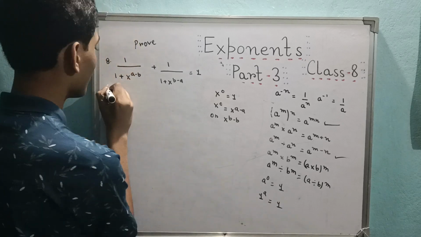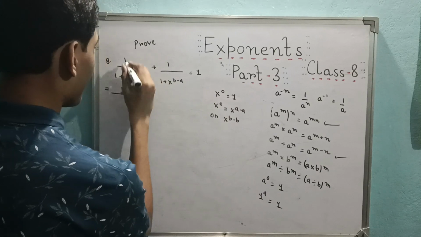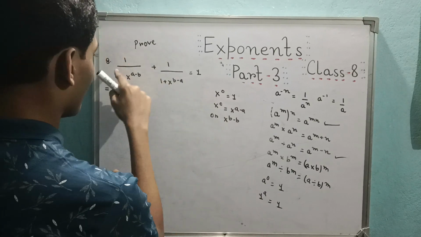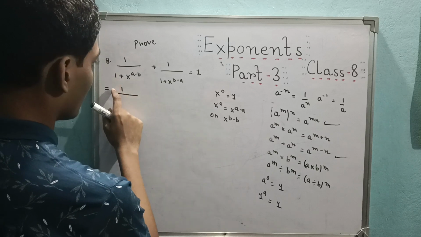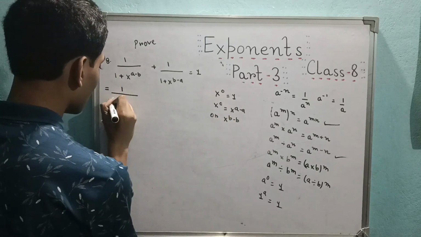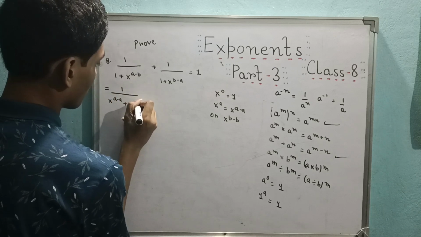Now see. This is equal to 1 by. I am not going to convert this one. Let's just go for this one. So this one is what? I can write it as x to the power a minus a. So x to the power a minus b.